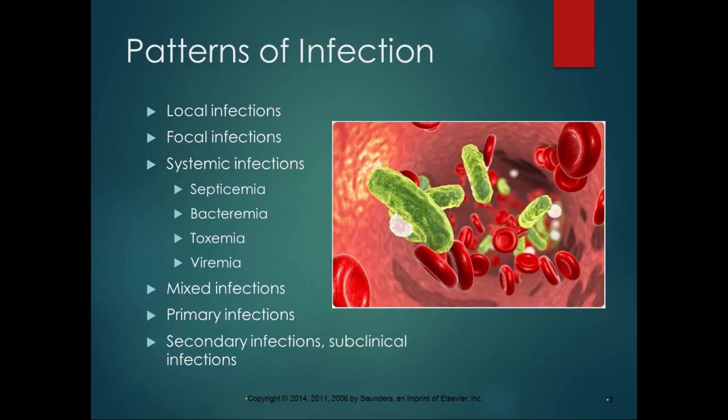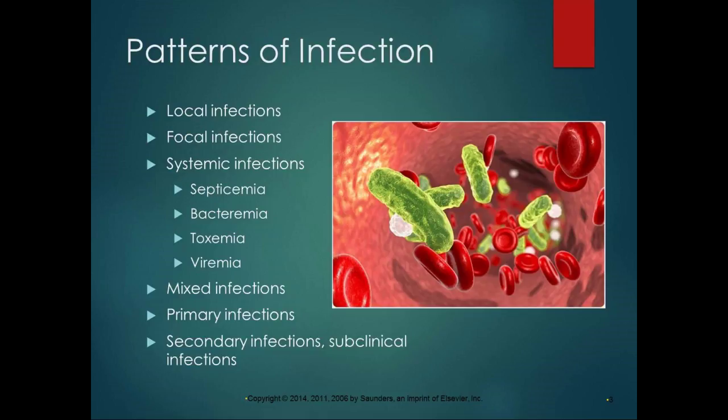The other ones are just bacteremia, the presence of bacteria in the blood; toxemia, the presence of toxins, which might be produced by bacteria or viruses, in the blood; and viremia, the presence of viruses in the blood. Mixed infections are where several different infectious agents are established at the same site. Someone with decreased immune responses is more prone to mixed infections. Chronic infections have less severe symptoms than acute, but they persist for a longer period.